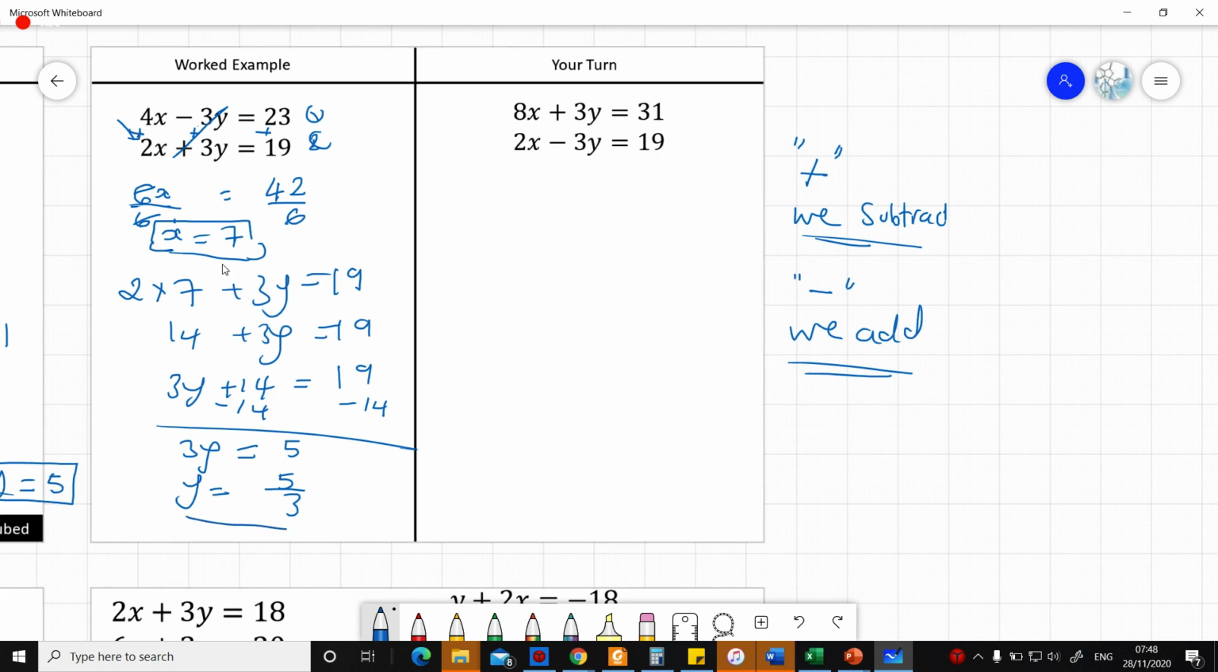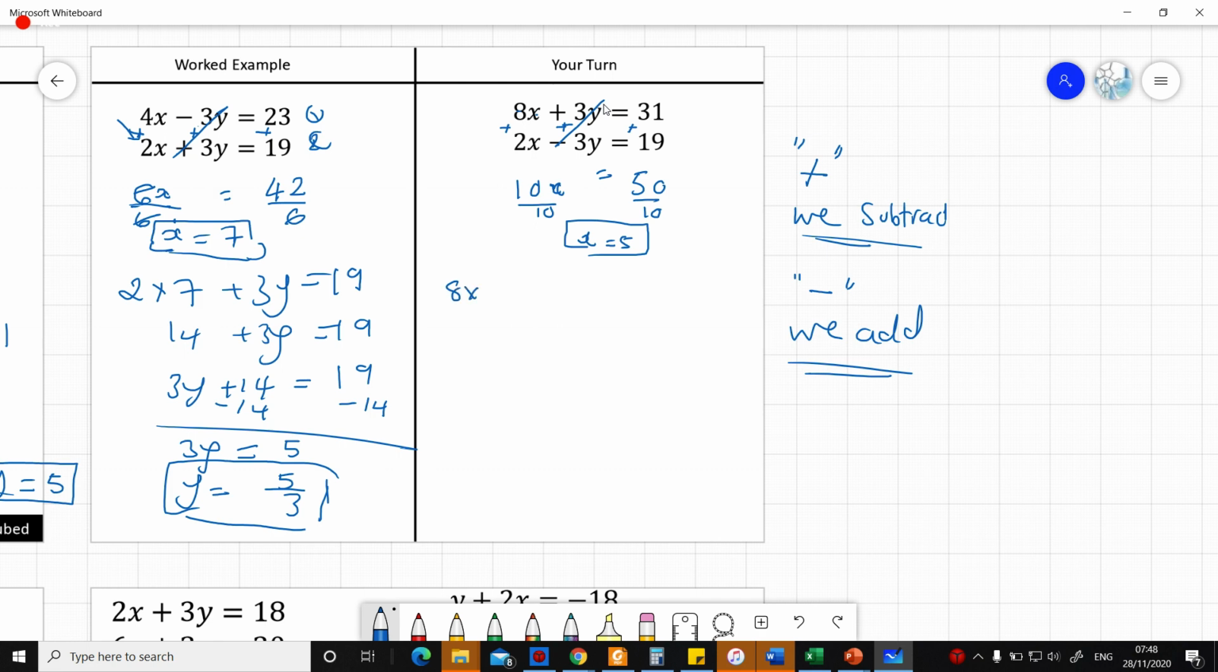Now we have both values, y and x. Let's try the second example. I'm looking at it. Oh, we have different signs, so we have to add. It's shouting at me. So we add. That's the rule. So 8 plus 2 is going to be 10x. 3 take away 3 is 0. And 31 add 19 is going to be 50. So 10x equals 50. Here we divided by 6, now we're going to divide by 10. So x is equal to 5.